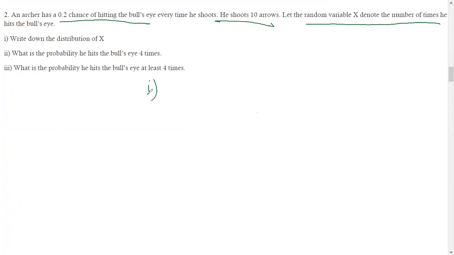Why? What he is doing here is 10 discrete trials or 10 discrete experiments, shooting of 10 arrows. And for every time you shoot the arrow, there are two outcomes: either you get a 0.2 chance of hitting or you get a 0.8 chance of not hitting. So clearly this is a binomial distribution. Once this is confirmed, we can write it down, n is 10 and p is 0.2. That's it.